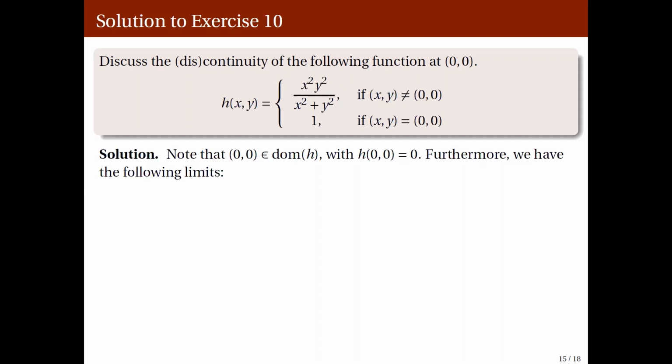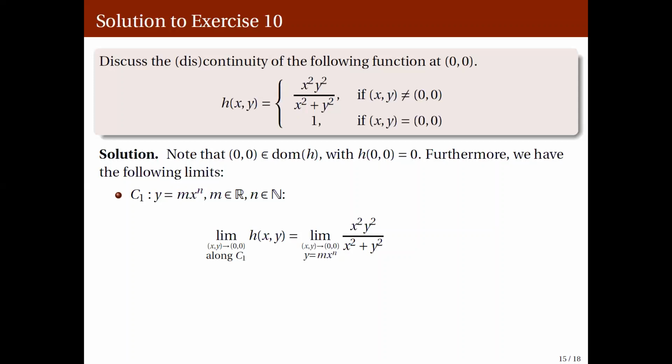Now, for the limits that we have been talking about, if we take the curve C1, maybe of that form, some real number times x to the n, where n is a positive integer, then we get this limit along y equals mx to the n. So again, we replace the y's here by mx to the n. So here it is. And then of course, the limit is as x goes to 0. If you simplify this fraction with the m's and the n's and the x's and all that, we should get this one.